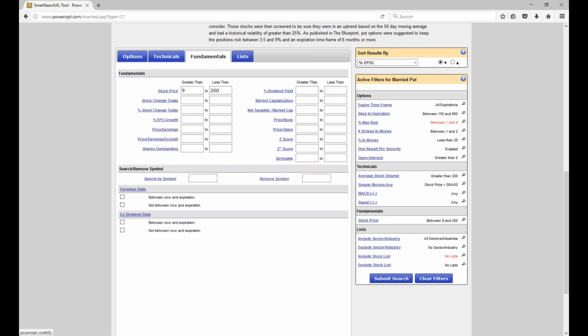We're going to go back to fundamentals. And then it's very simple. In the fundamentals, percent dividend yield. Put in what you want to see.